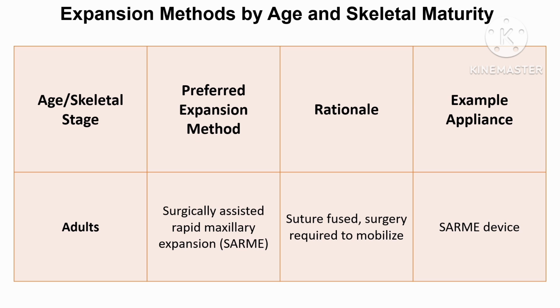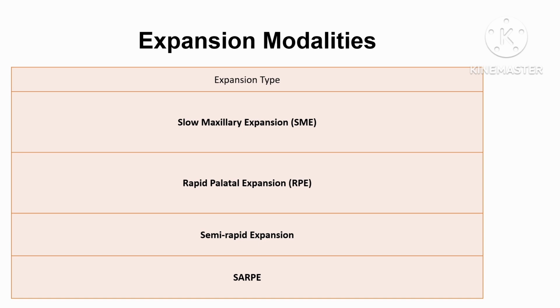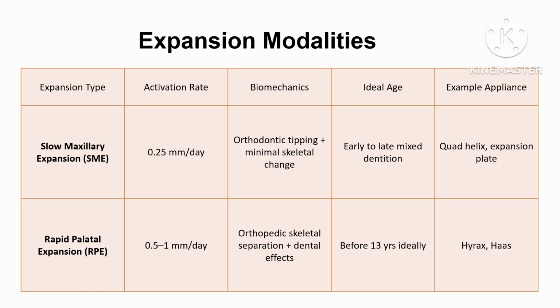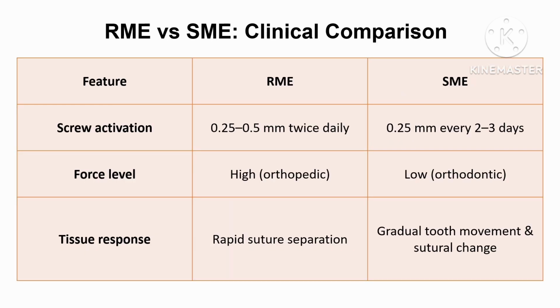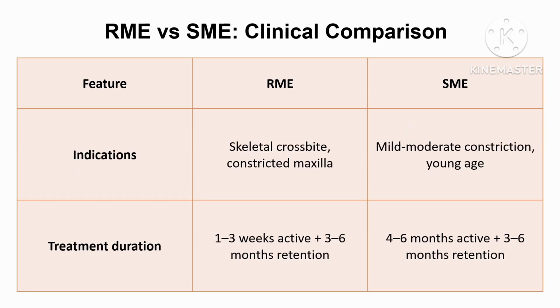RME and SME differ mainly in their rate, mechanism and clinical effects. RME is activated quickly, usually 0.25 mm twice daily, achieving expansion within 1 to 3 weeks and producing more skeletal changes and less dental tipping. It is best suited for growing patients with open mid-palatal suture who have moderate to severe skeletal constriction, often using appliances like Hass or Hyrax.